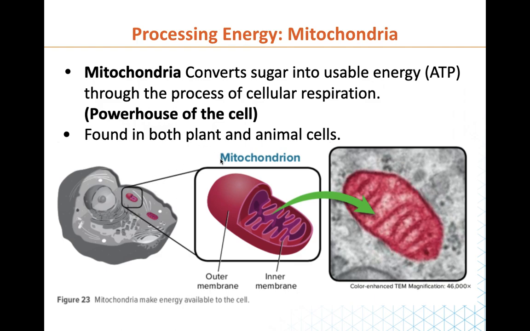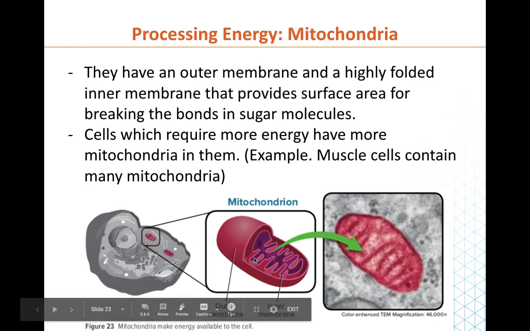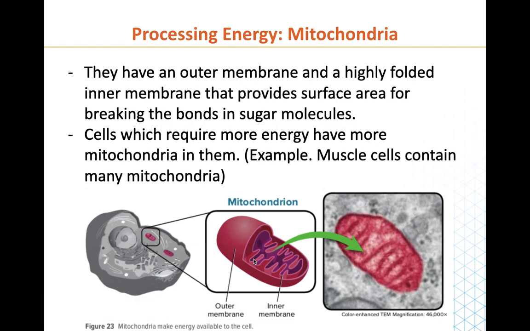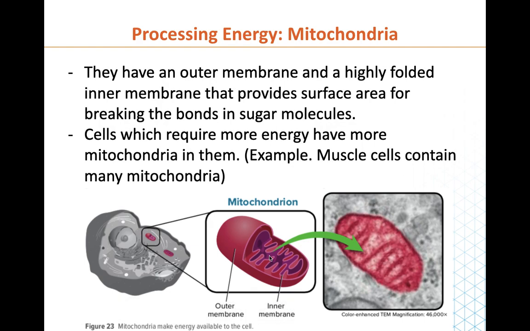Because mitochondria are so important, they are found in both plants and animals, because both plants and animals need to be able to make ATP. All right? So, if you look at the mitochondria, as well as many other organelles inside of the cell and other parts of the body, you'll see lots and lots of folds. These folds are extremely important because they help to increase the surface area.